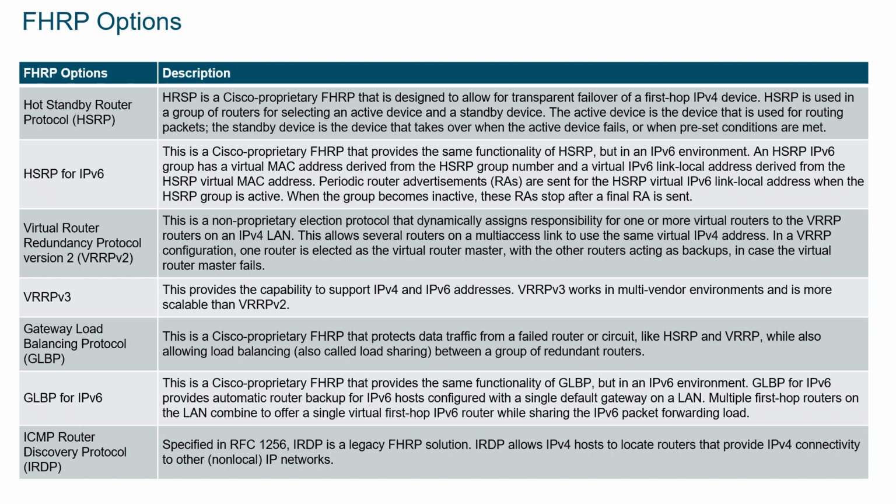Now, Hot Standby Router Protocol. Proprietary, Cisco. It is an FHRP designed to allow for transparent failover of first hop IPv4 devices. It is used in a group of routers. Typically, it's only 2 physical routers, but it could be more.